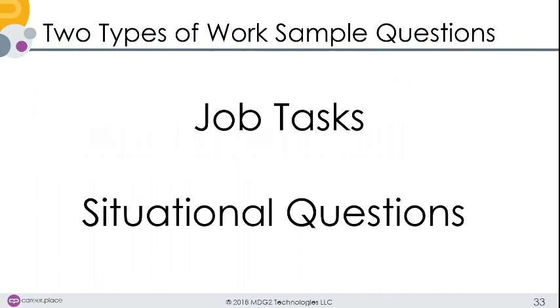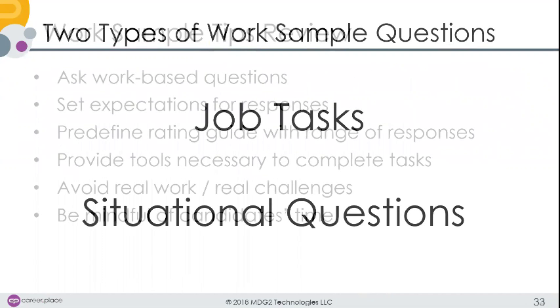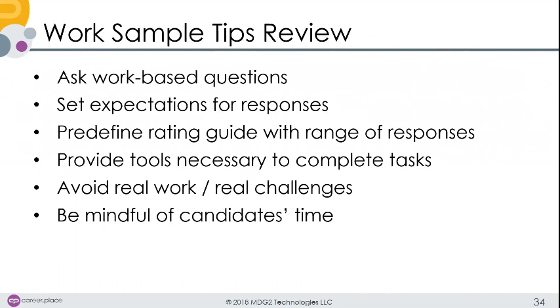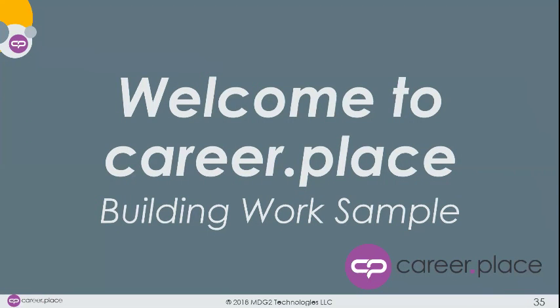So we've talked about job tasks and situational questions today, and let's do a quick recap of the tips we've provided you, like asking work-based questions, setting expectations for your candidates, predefining the rating guide for your rating team, providing all the tools needed, avoiding having candidates do real work, and being mindful of the candidate's time. And now let's just pull this all together and do a quick demo of how to set up a work sample question in the career.place app.